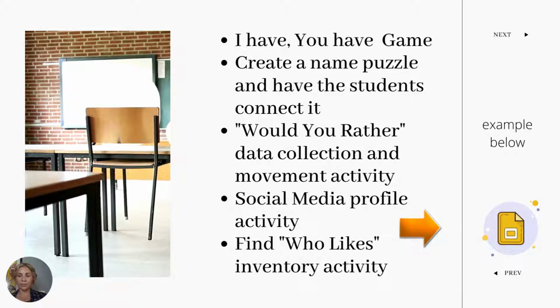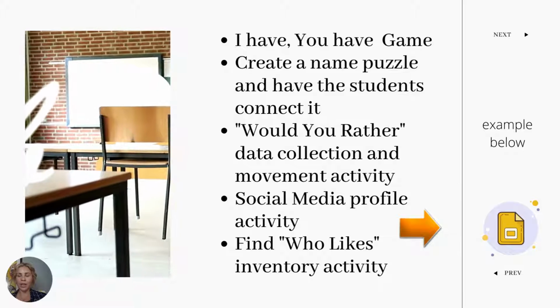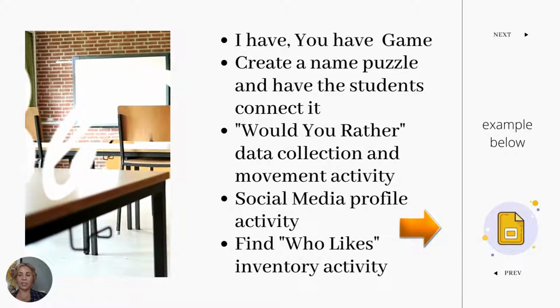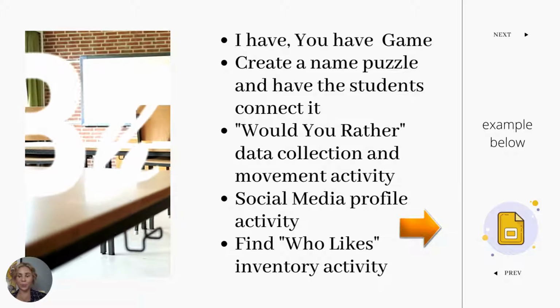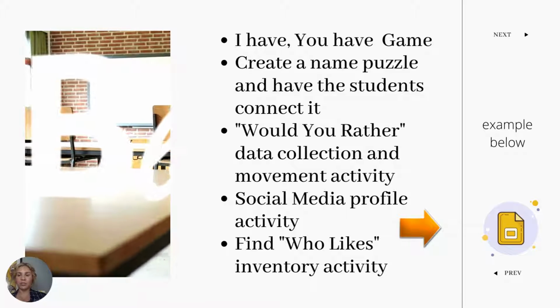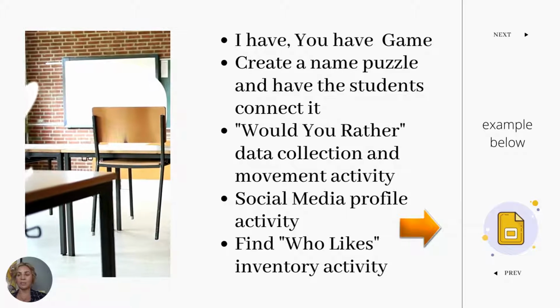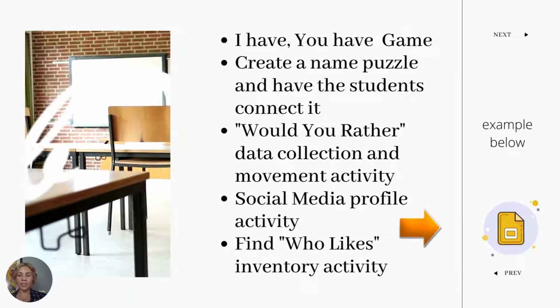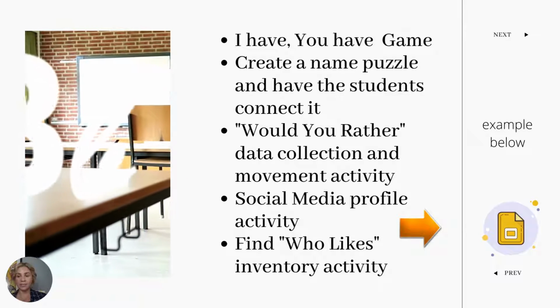Would you rather game? Students can choose what they prefer. There are some extremely fun movement games online that the students can enjoy. Students can fill out a fun social media snap and selfie containing information about them and put them on a slide that you can all view together as a class.